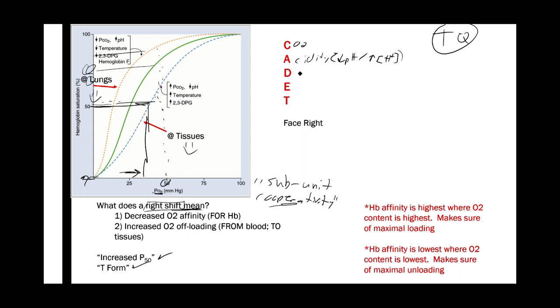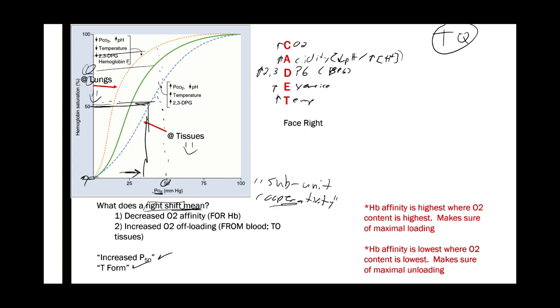The D is for DPG, 2,3-diphosphoglycerate. I've always used the term BPG. You can use either for bisphosphoglycerate. That shifts the curve to the right. E, exercise, is kind of famous for shifting the curve to the right. And then temperature. So increased CO2, increased acidity, increased DPG, increased exercise, increased temperature, all shift the curve to the right. And the reverse is true. If you were to decrease these things, they would shift the curve to the left.